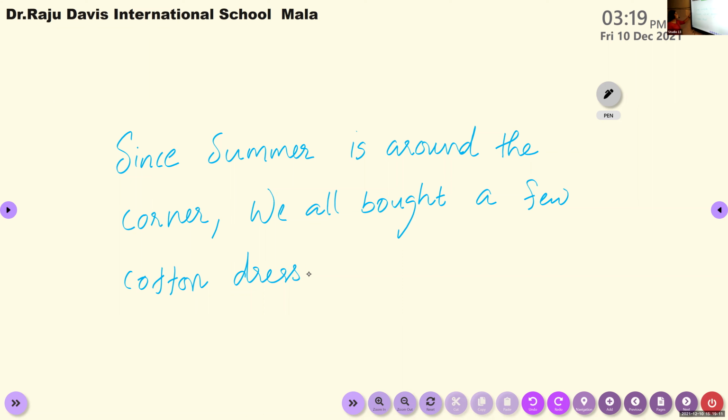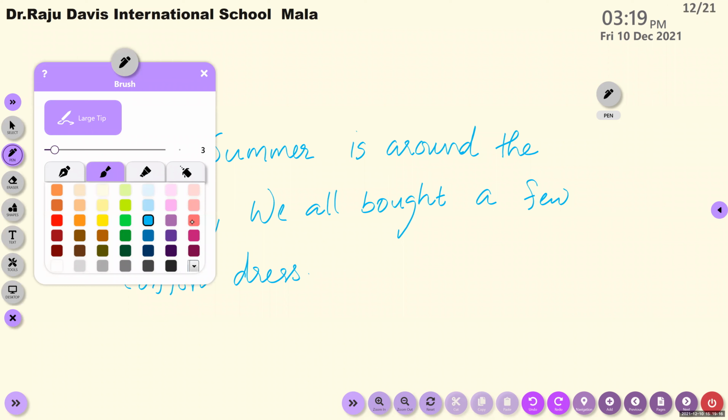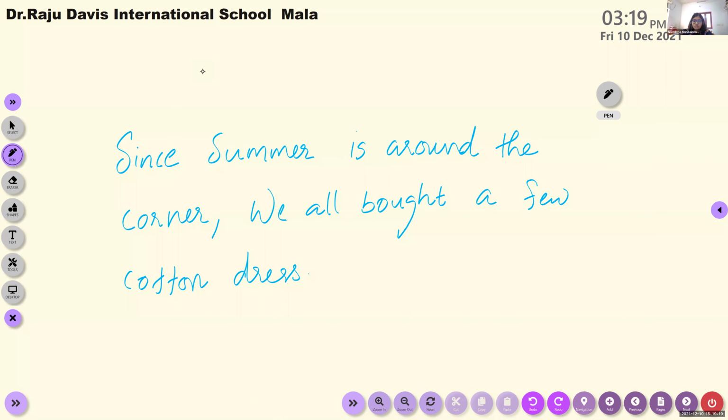Okay. Now you tell me what type of sentence is it? Complex sentence. Why is this a complex sentence? Ma'am, since is a conjunction. I want an answer. You said it is complex, but explain why it is complex. Ma'am, it contains a main clause and a subclause. Then tell me, separate the subclause and the main clause. Main clause is we all bought. Summer is around the corner. Okay, let us consider the first part of the sentence.